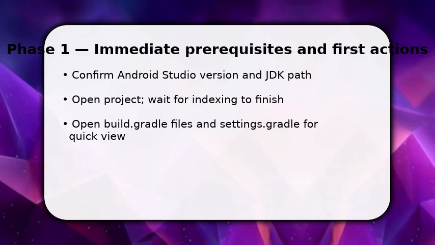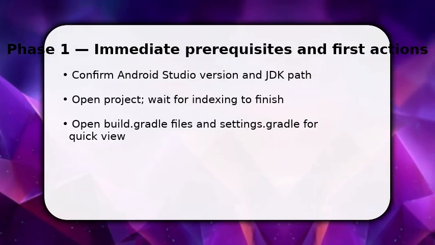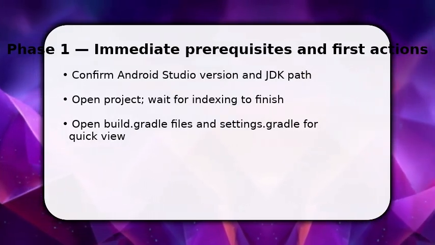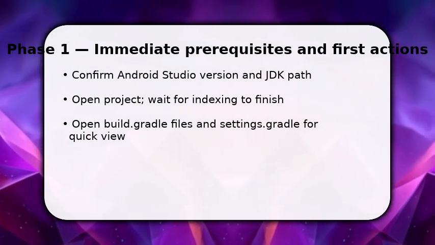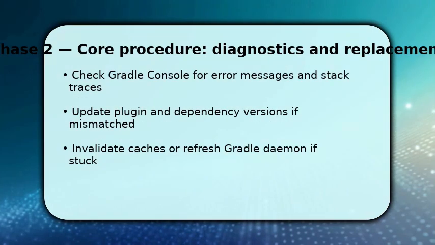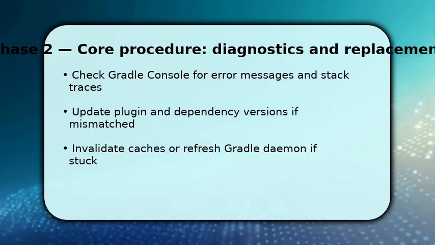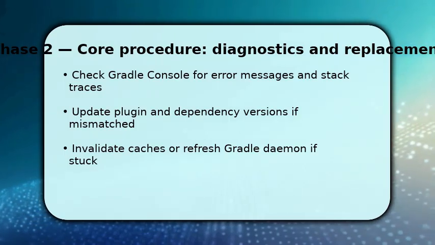properties for the distribution URL. Then click the toolbar Gradle sync icon or trigger File, Sync Project with Gradle Files to begin resolving plugins and repositories. Once sync starts, monitor the Build or Gradle console to catch missing artifacts and version conflicts.